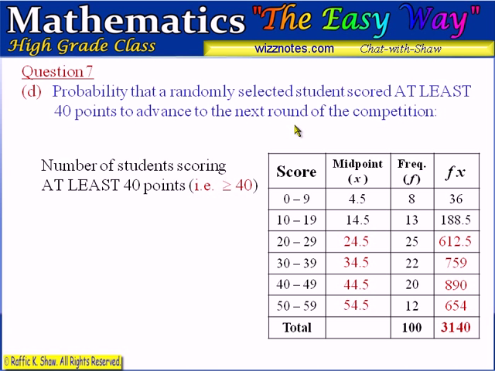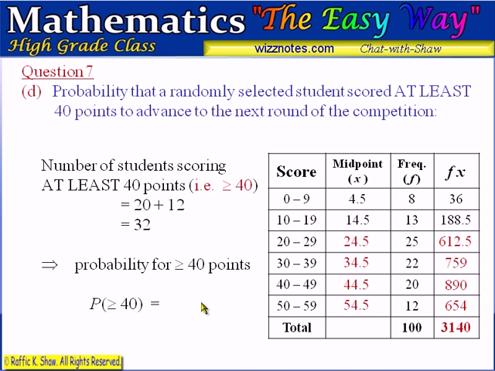So what we need is to find the number of students who scored 40 points or more. And these two groups are the groups of students who scored 40 points or more. And the total number of students from these two groups would be 20 plus 12. So that's 32 students. And so 32 students scored 40 points or more, at least 40 points. And so the probability of selecting one of these 32 students from the 100 students in the competition would be 32 divided by 100. And this is it.